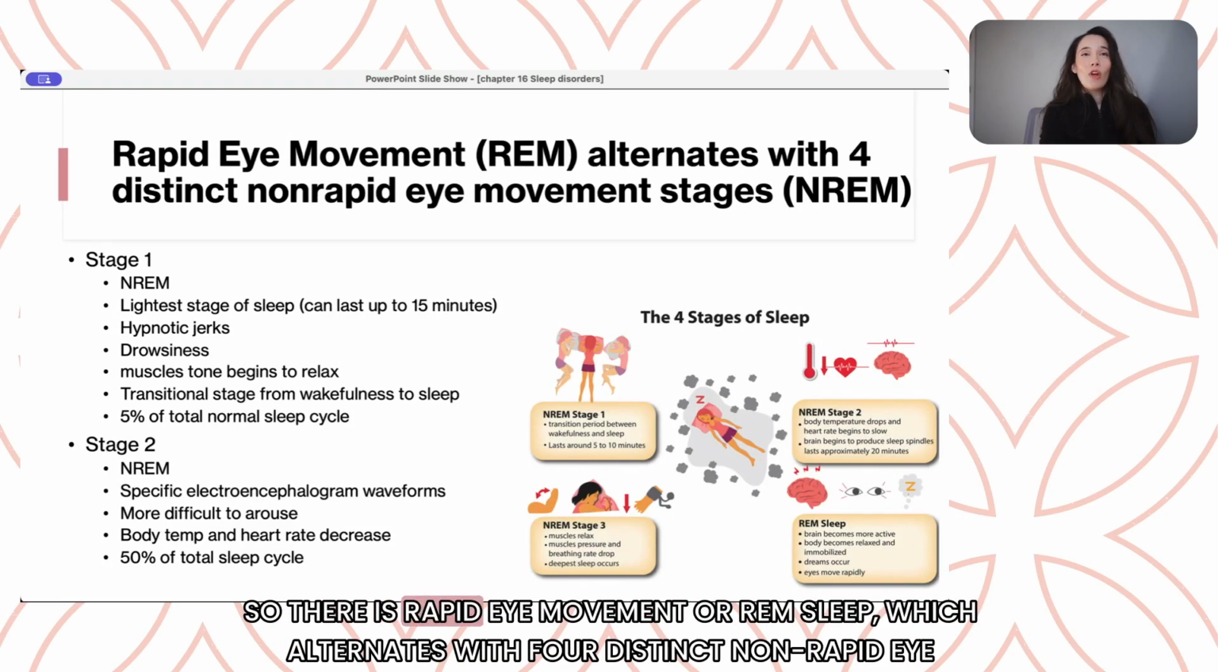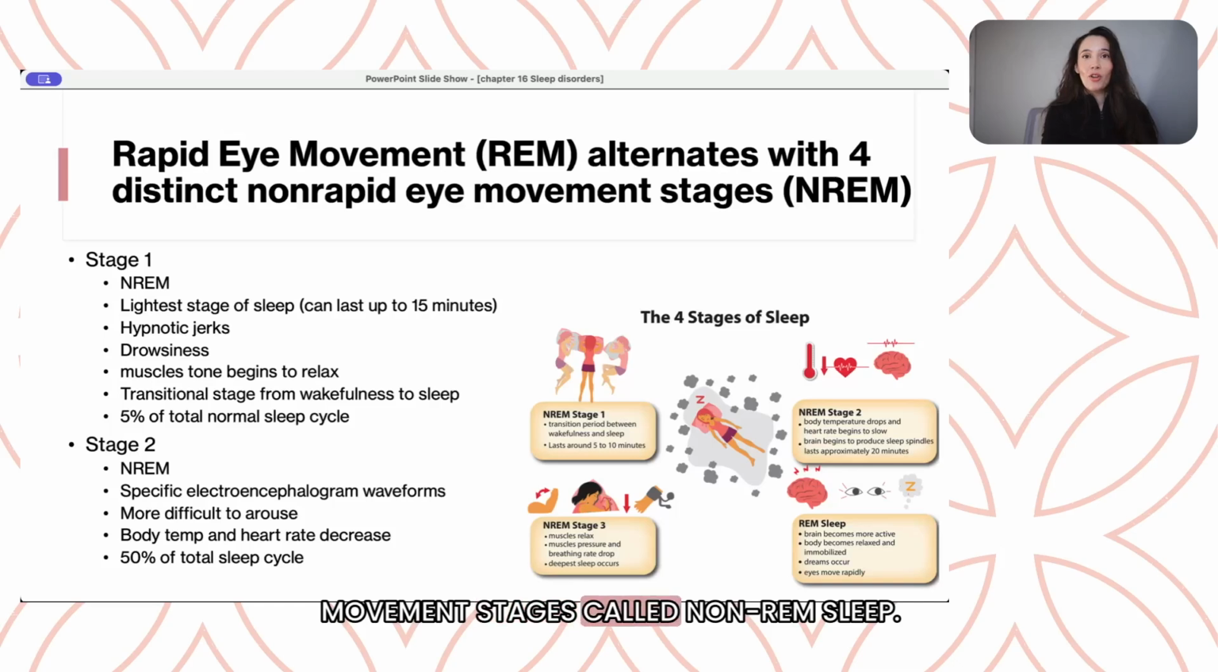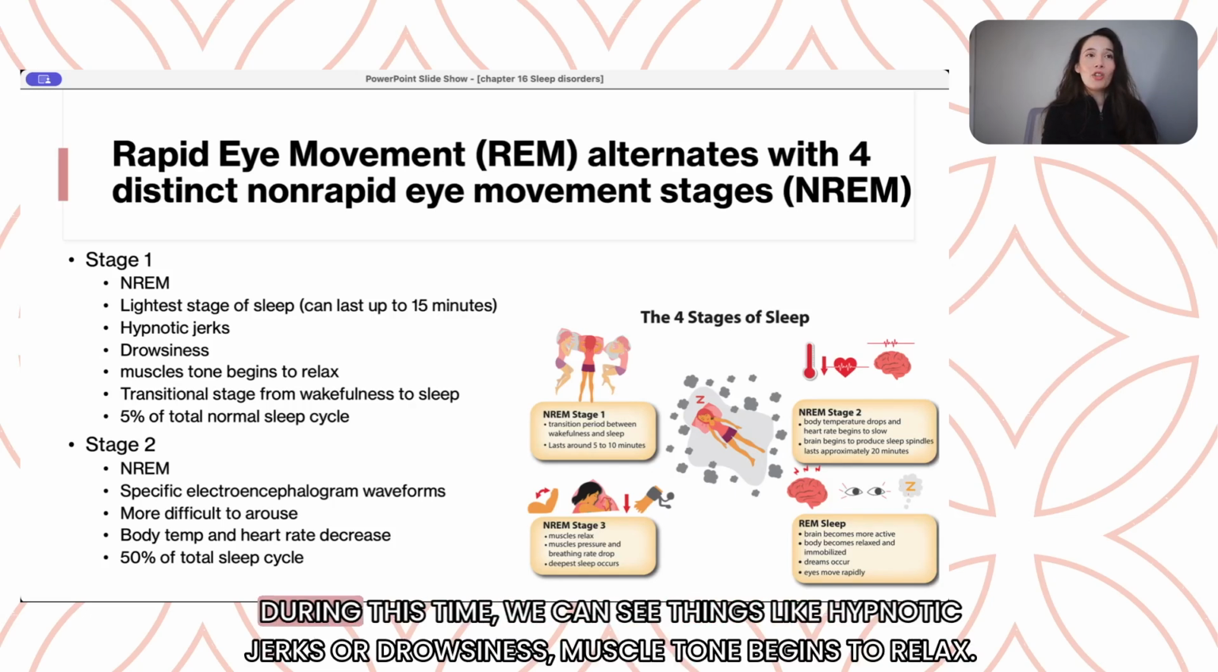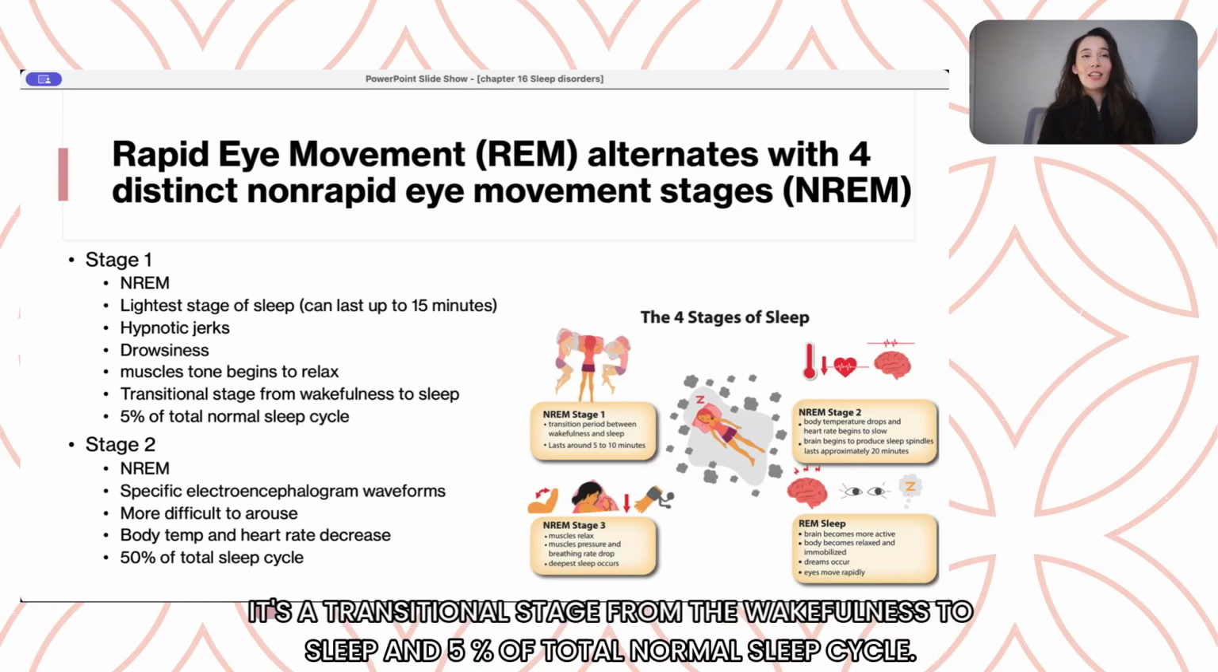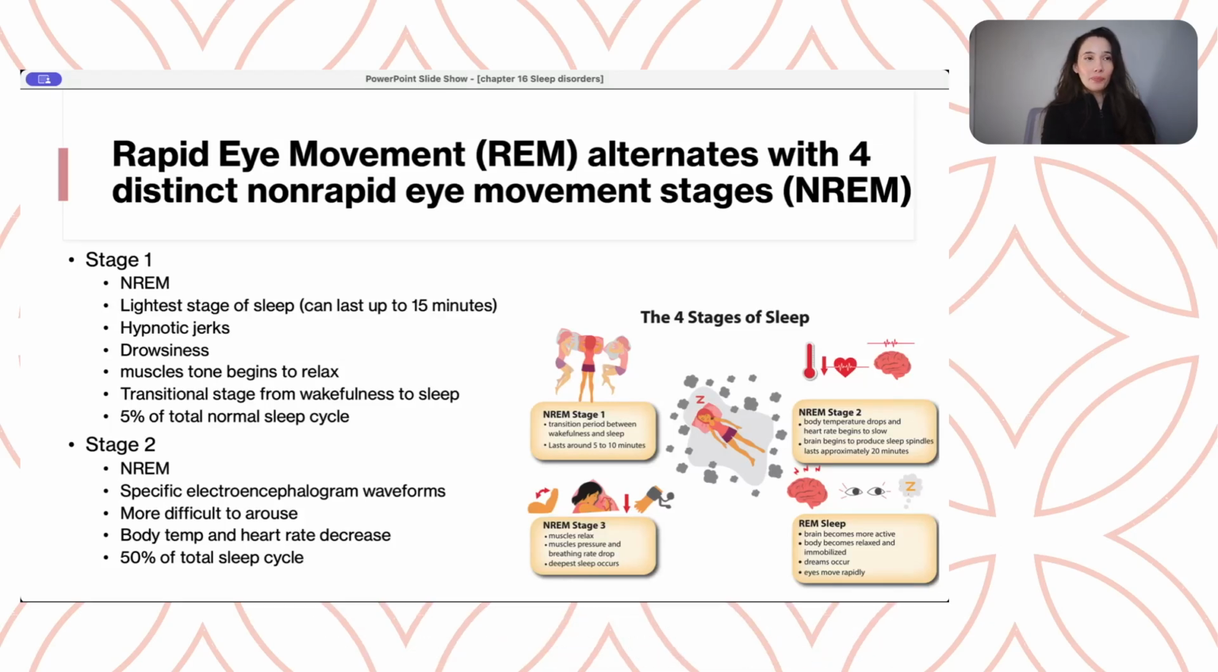So there is rapid eye movement or REM sleep, which alternates with 4 distinct non-rapid eye movement stages called non-REM sleep. So stage 1 is a non-REM sleep. It is the lightest sleep stage. It can last up to 15 minutes. During this time, we can see things like hypnotic jerks or drowsiness. Muscle tone begins to relax. It's a transitional stage from wakefulness to sleep and 5% of total normal sleep cycle.